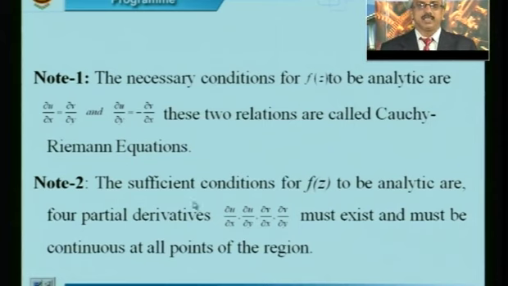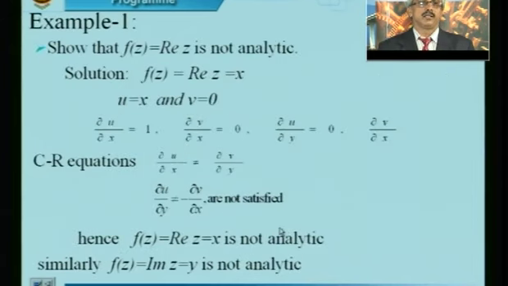And one more condition, the sufficient condition for f(z) to be analytic, is that the four partial derivatives ∂u/∂x, ∂u/∂y, ∂v/∂x and ∂v/∂y must exist and must be continuous at all points of the region of the complex plane. Now, using this, we have to see a simple example.